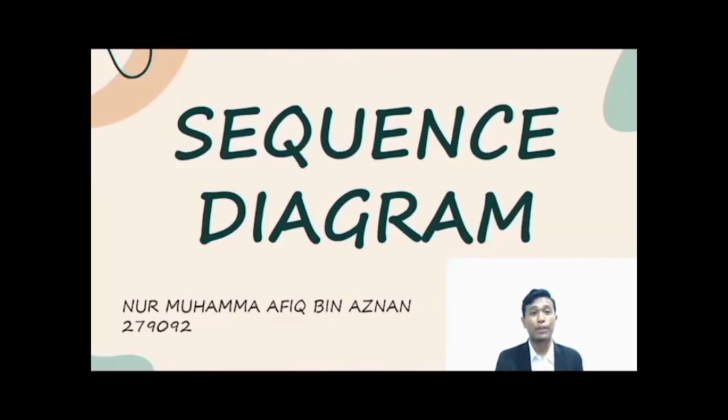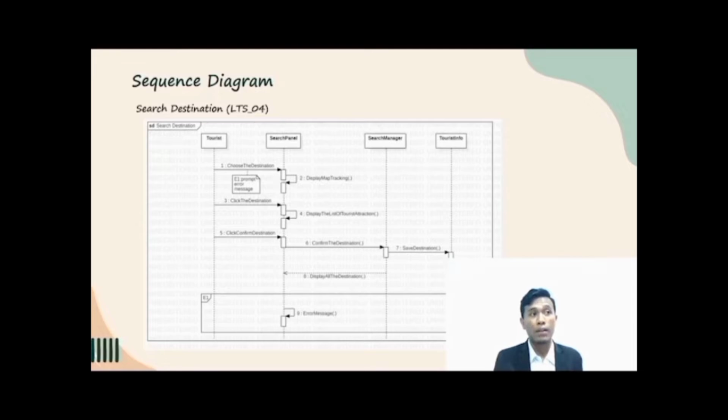Assalamualaikum warahmatullahi wabarakatuh. My name is Nur Muhammad Afif bin Azlan. My matric number is 279092. I will present my part, which is the sequence diagram, and I will take one example, which is search destination. There are 4 types of object, which are tourist, search panel, search manager and tourist info. This sequence diagram for search destination has 9 messages and 1 exceptional.